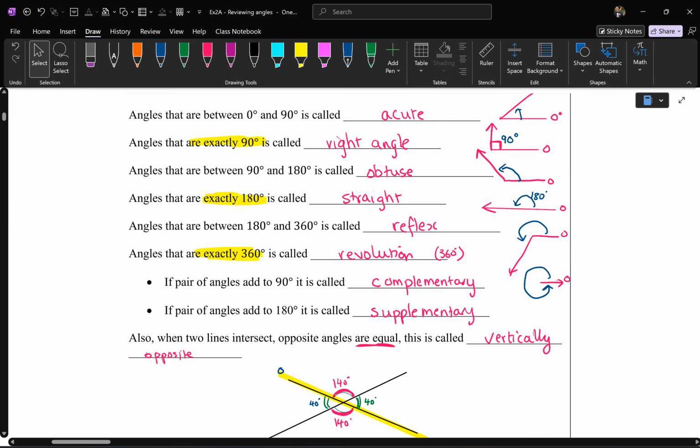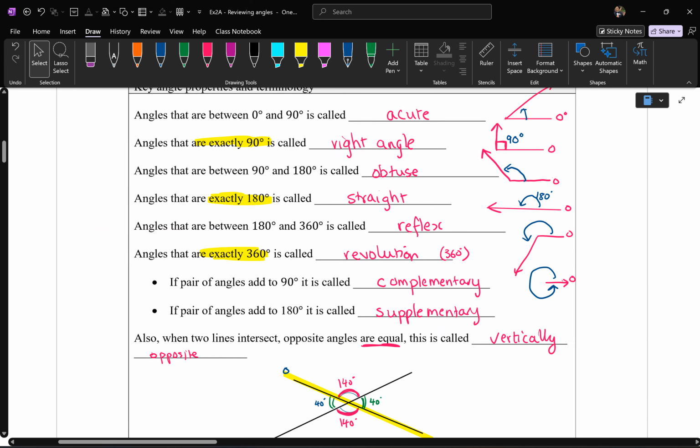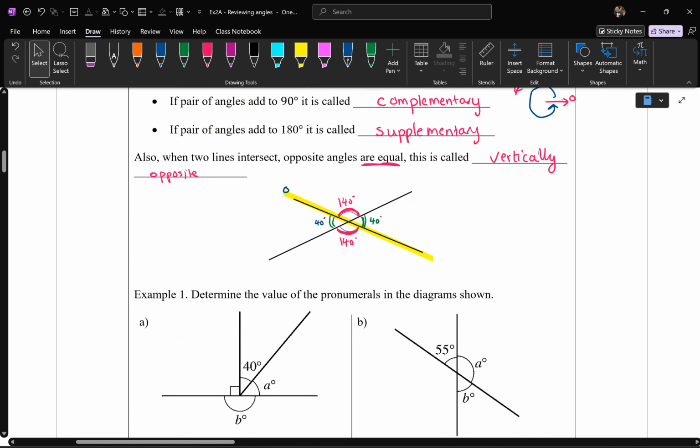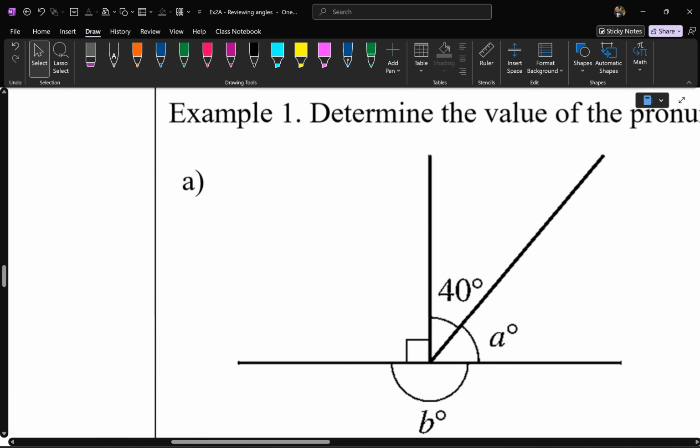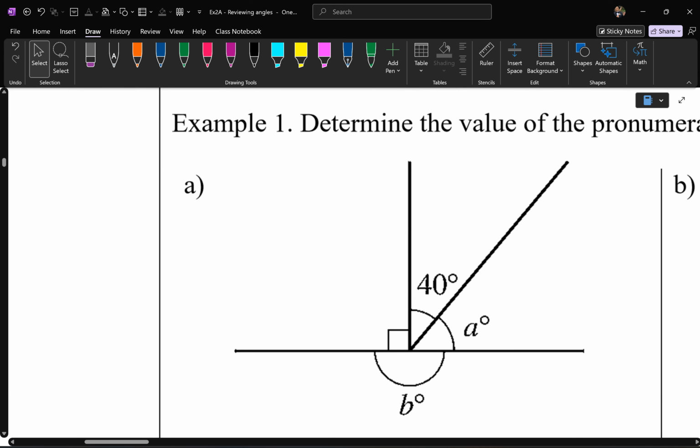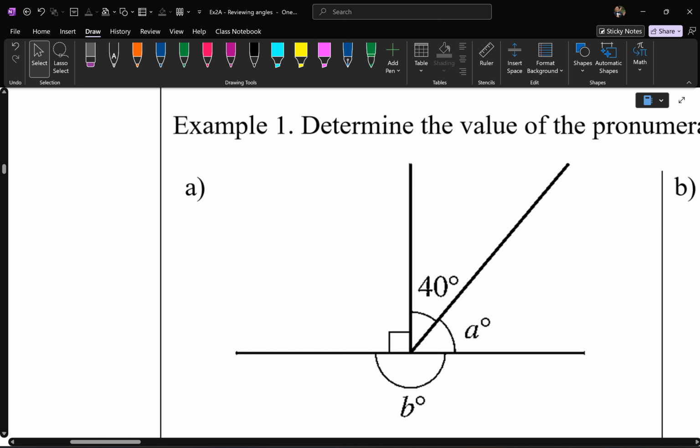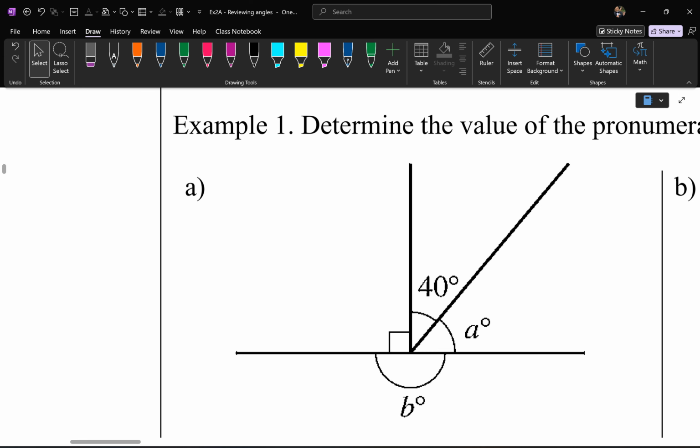This is what you must know. So that's identifying. Once you're able to identify, you can then solve by using those properties. So here we go. Let's have a look at the first example. First example wants you to find the pronumerals, meaning what's the angle A and what's the angle B, right? Now, the only angle I know is 40 degrees.